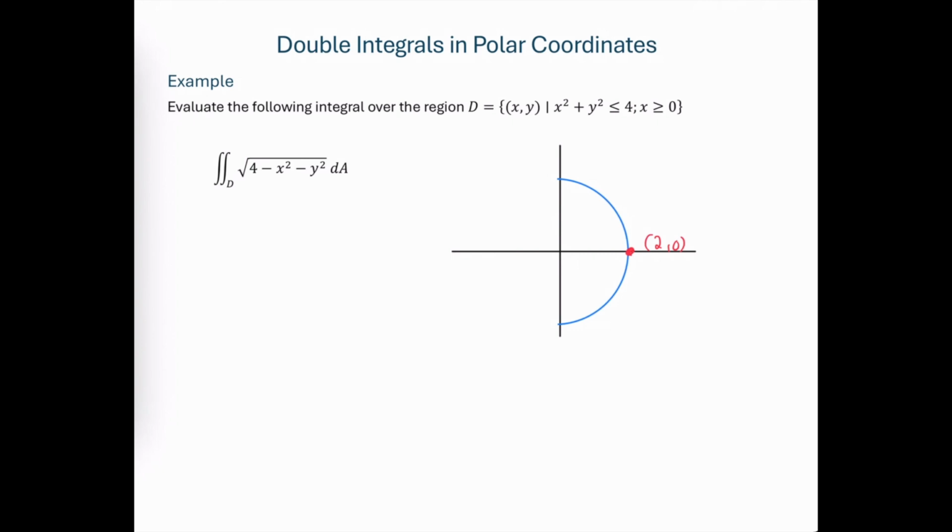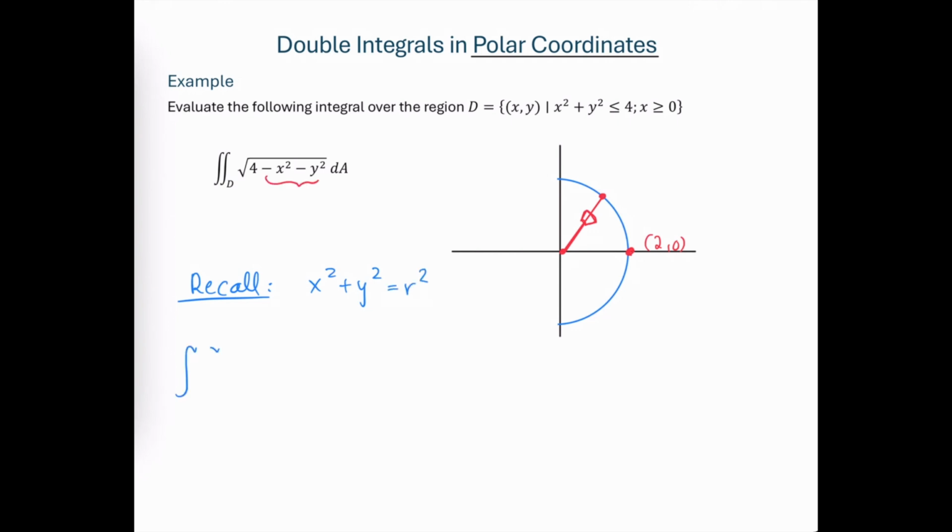This scenario is a good opportunity to use polar coordinates for two reasons. Number one, the domain region over which we're integrating could be easily represented using polar coordinates. And number two, converting to polar coordinates would greatly simplify the argument of this integrand. And if we are going to convert to polar coordinates, we would need to convert both the region D and the integrand. So let's recall that x squared plus y squared is equal to r squared, and that's going to help us out with this.